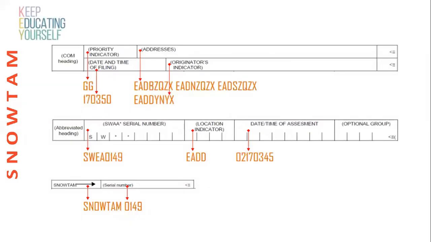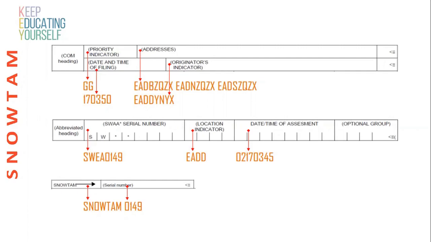So first one is COM heading, then priority indicator GG, the highest priority. Addresses, you just see Echo Alpha Delta Bravo Zulu ZQ ZX. So these are the addresses to whom this SNOWTAM will be given. Date and time of filing will come automatically. The next one is originator. Who is originating this? Echo Alpha Delta Delta YNYX. So this addressee in AFTN is originating this SNOWTAM.